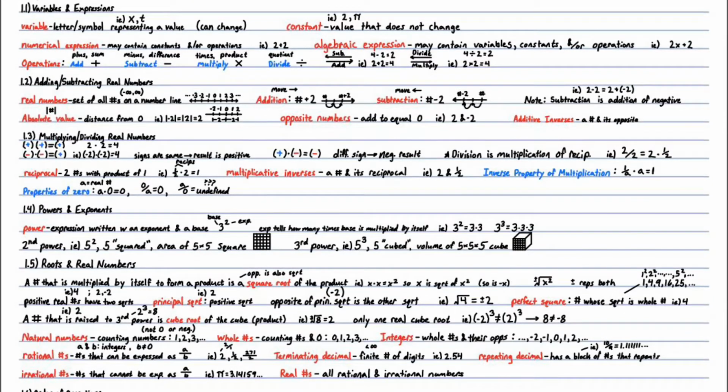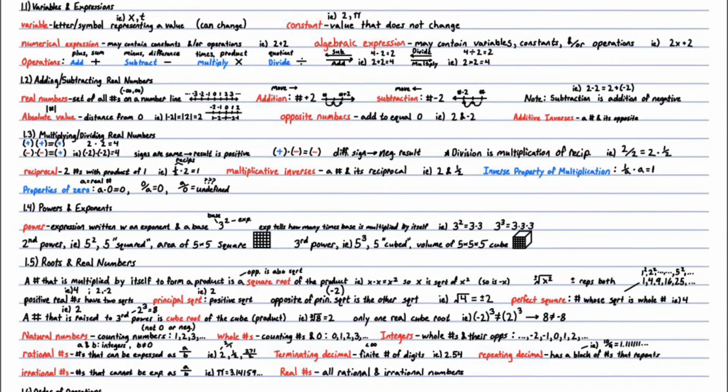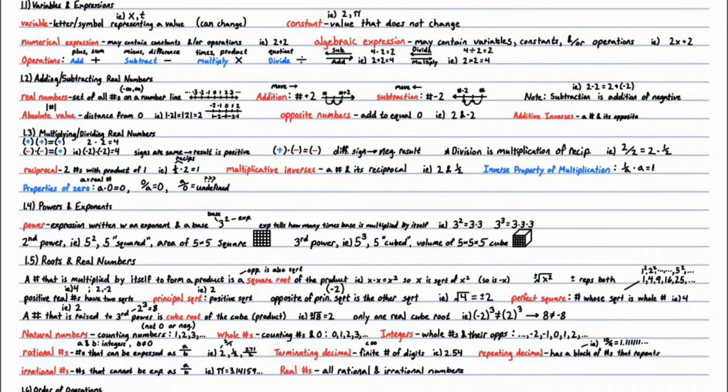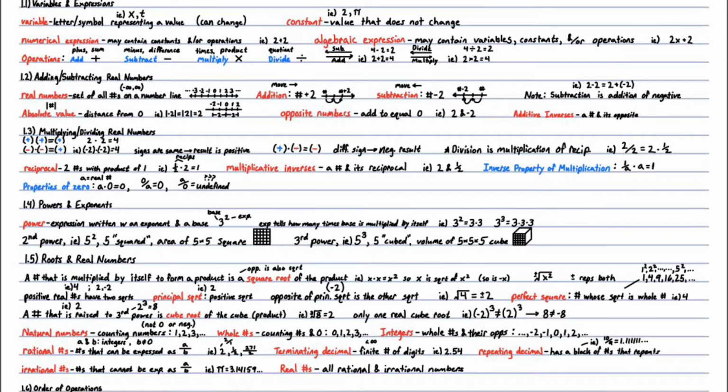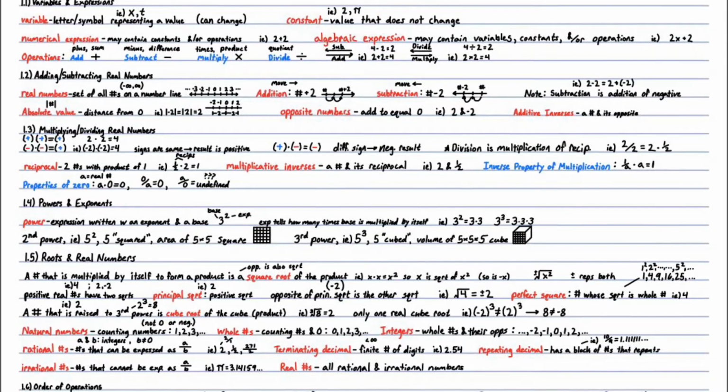Adding and subtracting real numbers. Real numbers are the set of all numbers on a number line from negative infinity to infinity. Addition, move to the right, i.e., plus 2, 2 units right. Subtraction is to the left. Note, subtraction is addition of a negative.